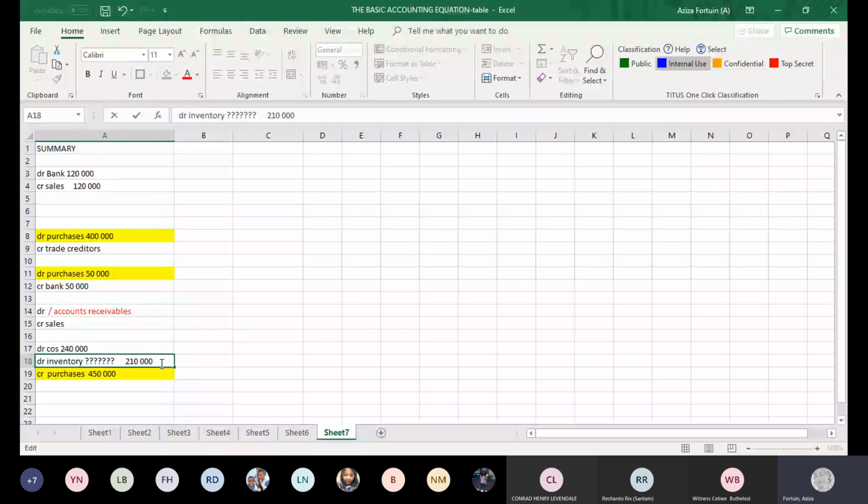On the next page, use the same information to prepare the journals, only that this is a perpetual system. Let me just mark this here under periodic.